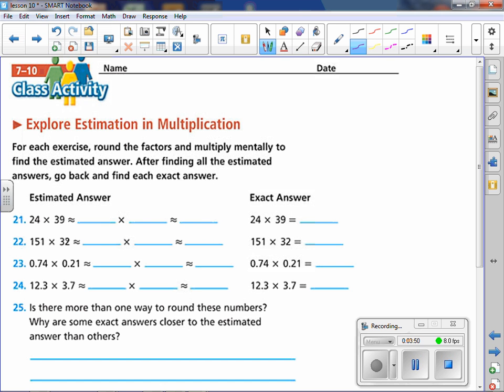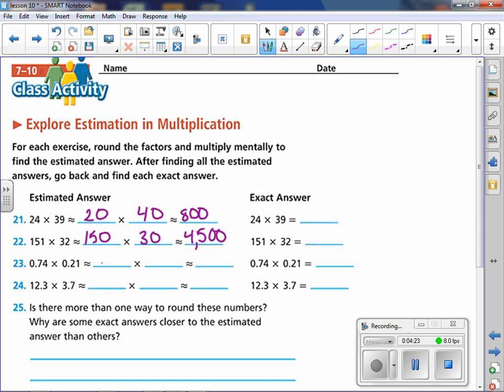So we're just going to use that concept to think about estimating, and then we'll find exact answers. So first I'm going to fill in my rounding rule, right? It's like 20 because 24 is closest to 20, times 40. Okay, 20 times 40 is 800. And I'm going to go down and do the next one. 151 is like 150. 32 is like 30. So it's like 15 times 3, which is 45, and then add my double zeros back on for the others. That's kind of how I think about it.